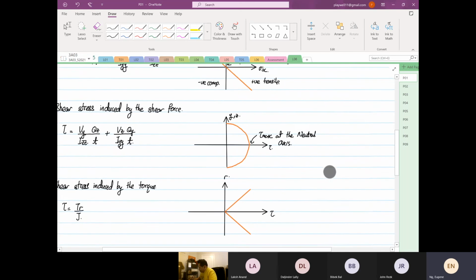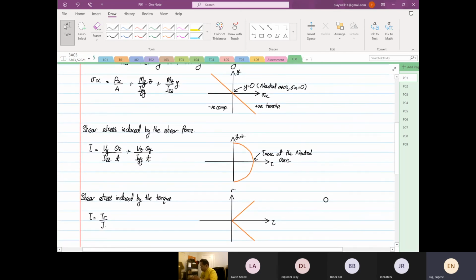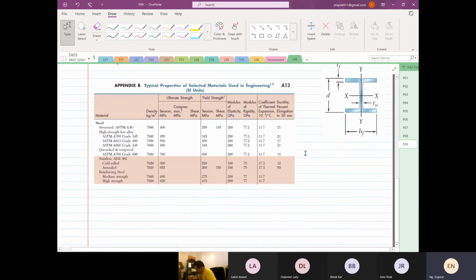So you can see three very different profiles. The one on the top is due to the bending moment, the second one is due to the shear force, and the last one is due to torque. So what is the stress level that you're going to use to select materials? What I mean by that is you have all these, and you will look at a table like this now.